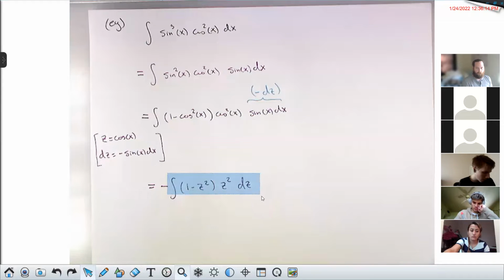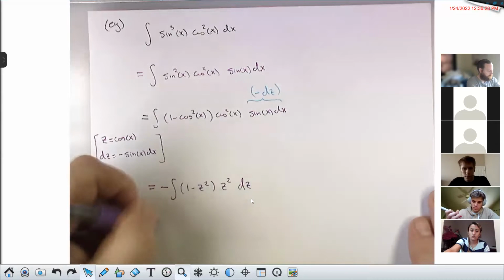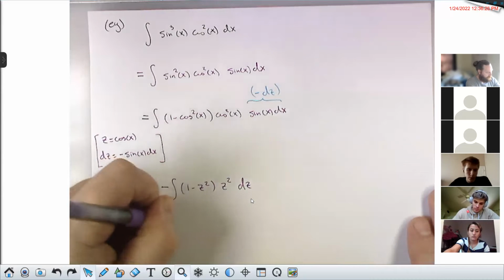And again, integrating this is now a piece of cake. Polynomial, I love integrating polynomials. I could integrate polynomials all day. I could do it in my sleep. My dog can integrate polynomials. And he's not even a smart dog.